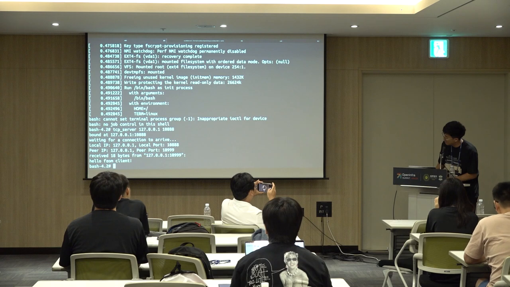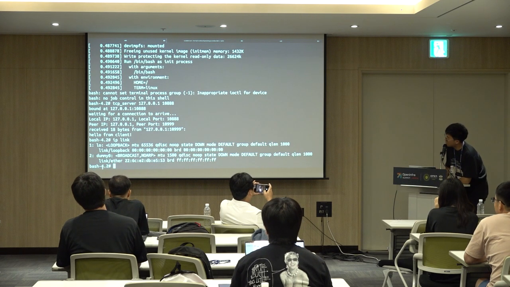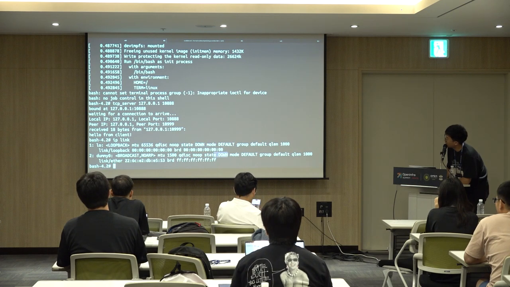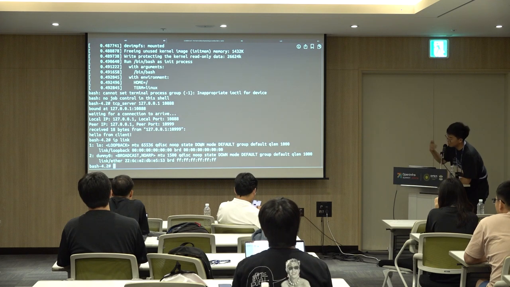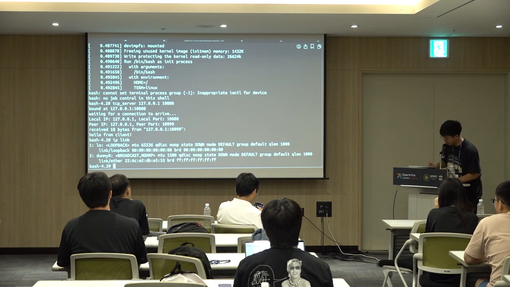I will show you the guest network cards with the ip link command. There are two network cards, but look at the state. They are down. Both devices are down. But the network connection has been established, so we use the Vsock tunnel to do that.